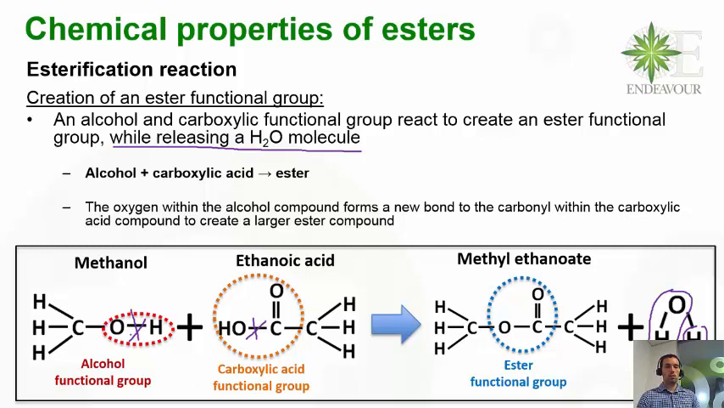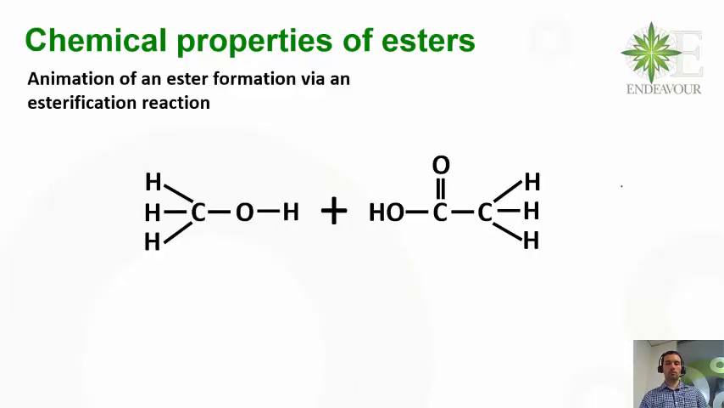And once those atoms have been lost, the two individual pieces that are left over from the methanol and the ethanoic acid can come together and attach to form a new covalent bond. And when it does this, we've got this new functional group, which is the ester. And remember, because it's an ester, it's got the two R groups on either side. So it's connecting the two individual compounds that we see on the left-hand side to now be together in one single compound.